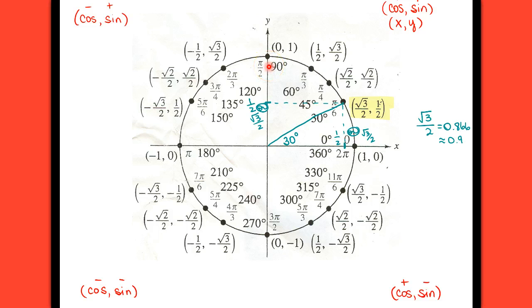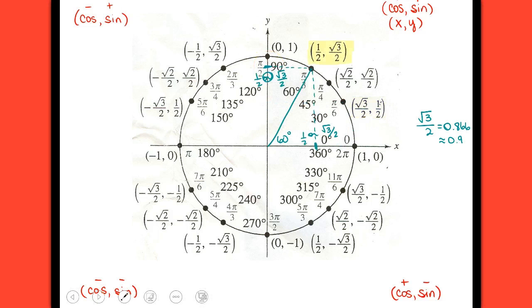I could do the same thing with the other one, with the 60-degree angle. If I take that 60-degree angle and I literally take that point and I trace it straight down, see that's about halfway down that line, so the x value is 1/2. If I trace it straight over, see how it's almost all the way to 1? That's got to be 0.9. That's got to be square root of 3 over 2. So that's one way we can do it, just by literally looking at the points and using some common sense.